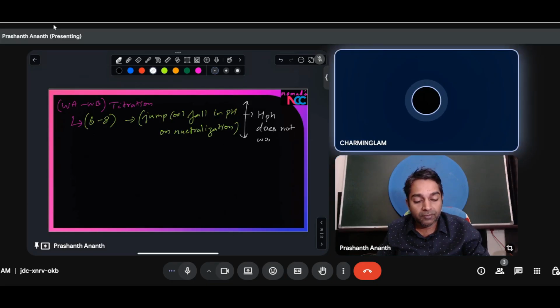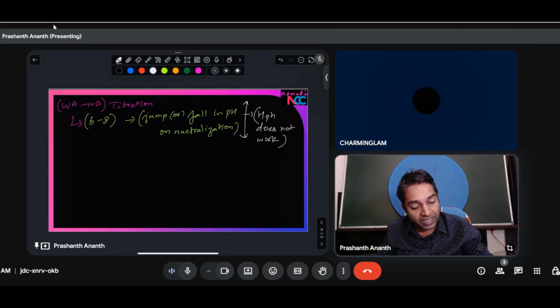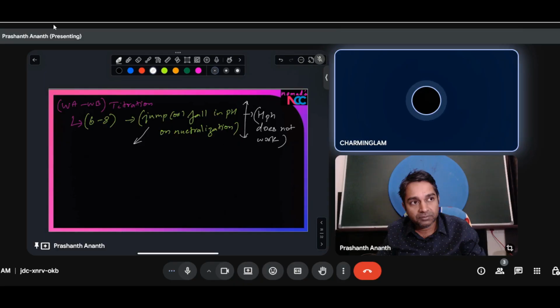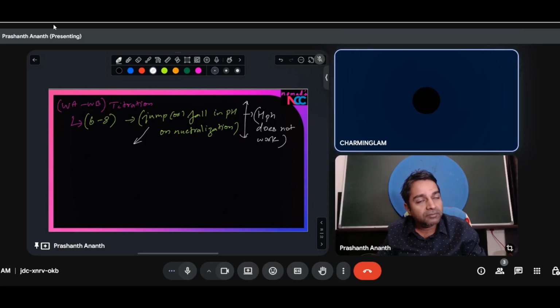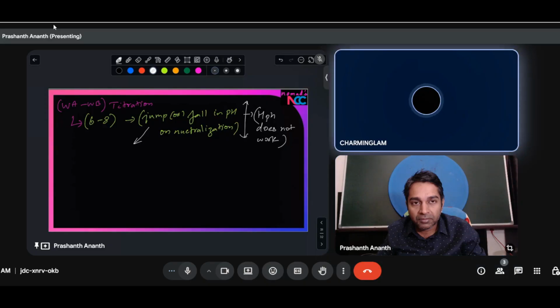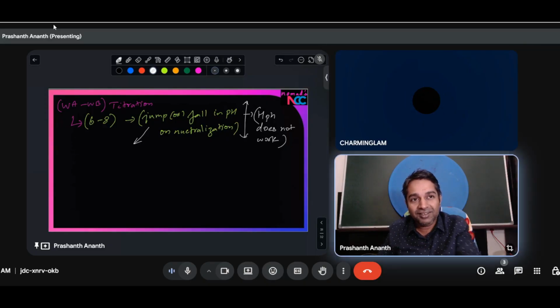Then what if they fall away? What if they're falling away? I do not understand what you mean. The end point and the start. Then that is also a useless titration.